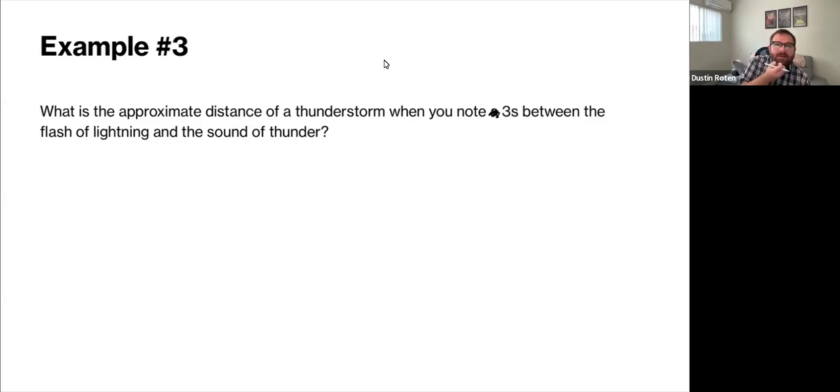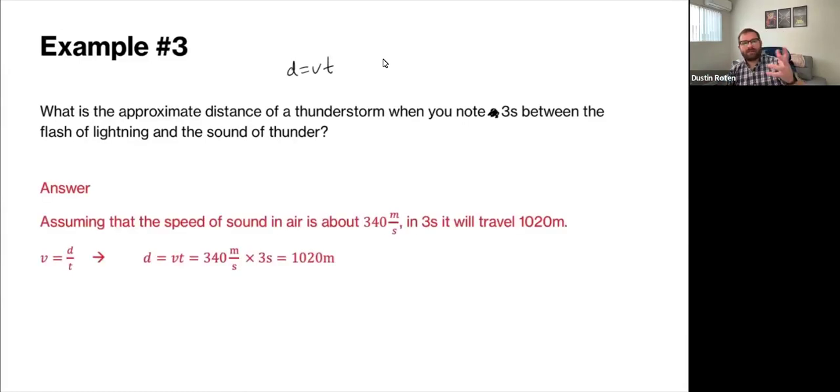Okay. So we have something happen, we have 3 seconds, and then we hear the thunder. So we have flash, 3 seconds, thunder. Well, this sounds just like a regular old distance equals velocity times time approach. So we can start with an assumption. We'll assume that the speed of sound in this air, because it's got water vapor, is a little bit faster, so 340 meters per second.